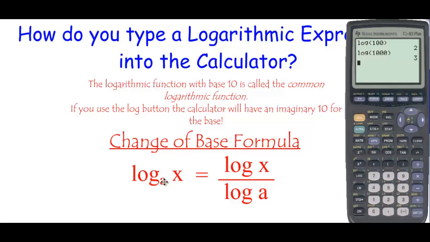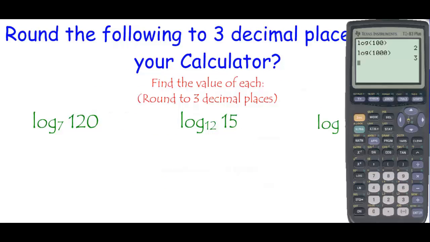So I have log of any number x, so a and x can be any number. How we type into our calculator is log of x divided by log of a. So we take log of our value divided by log of our base. So let's go through a couple of examples here.